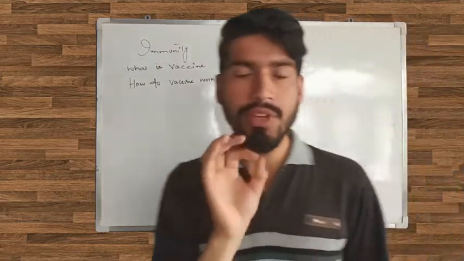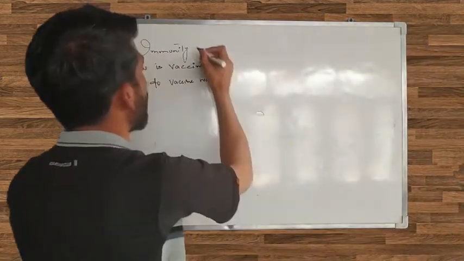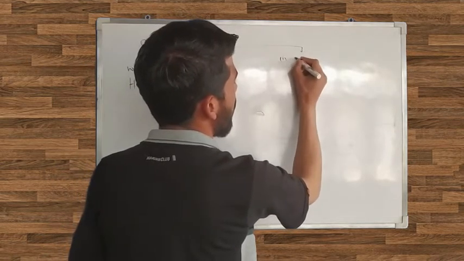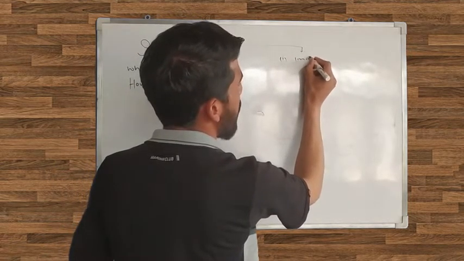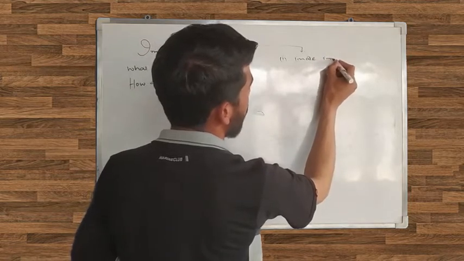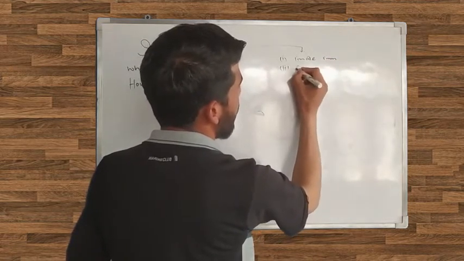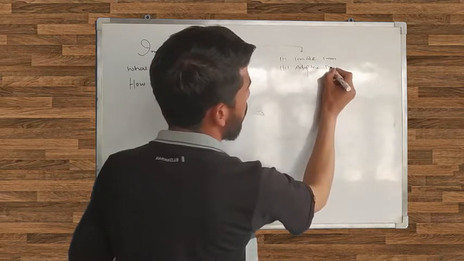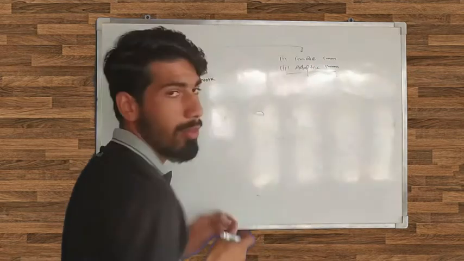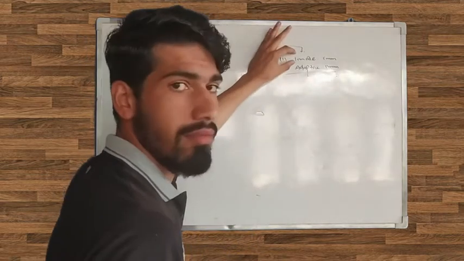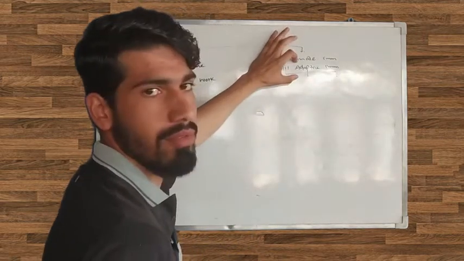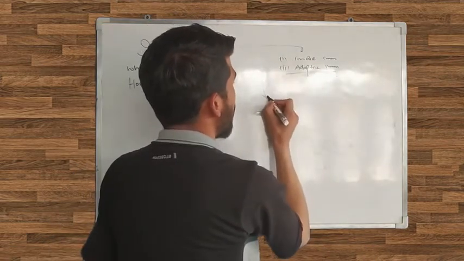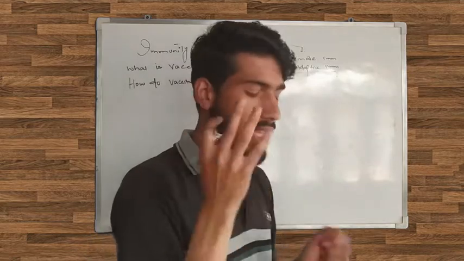Immunity has two types. The first one is innate, the second one is adaptive. We talk about innate first, then we talk about adaptive. First of all we understand innate immunity.